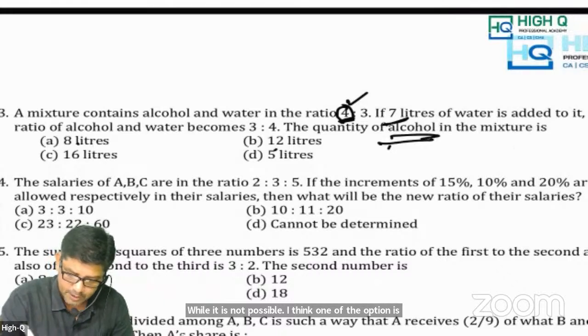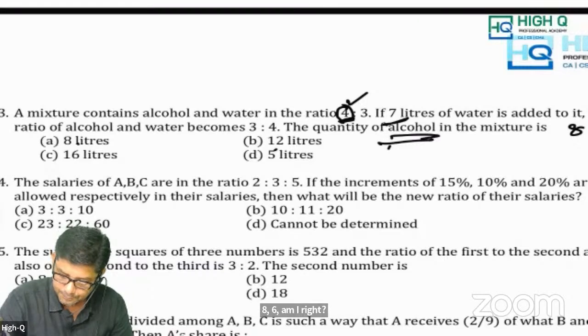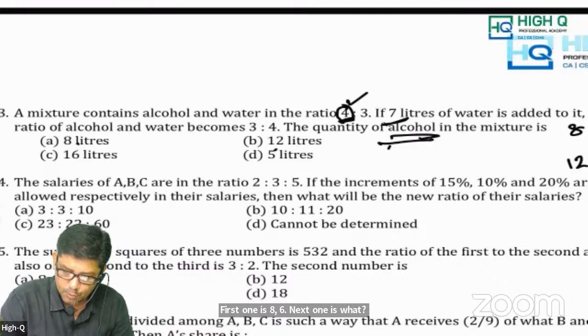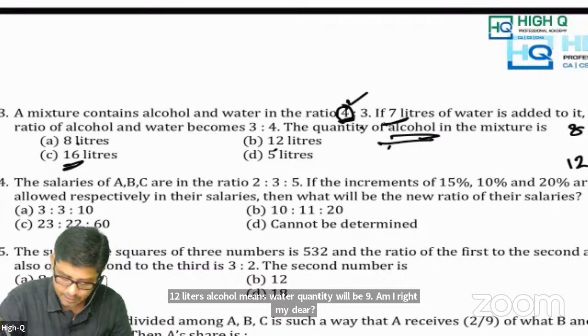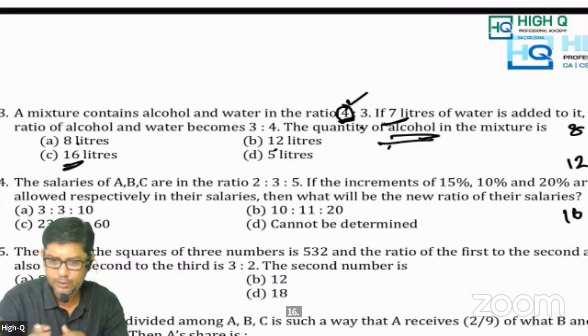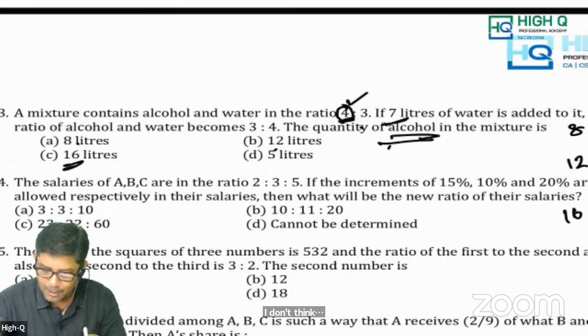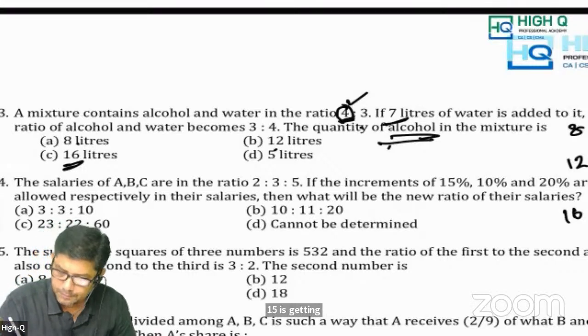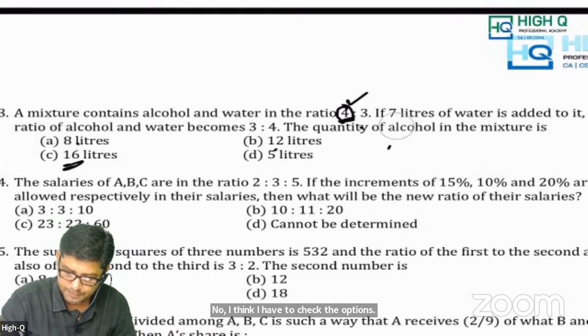What is it? First one is 8, 6. Am I right? First one is 8, 6. Next one is what? If 12 liters alcohol, then water quantity will be 9. Am I right, my dear? 16, 12. I don't think 15 is coming. No, I think I have to check the options. There is some mistake in the options, it seems.